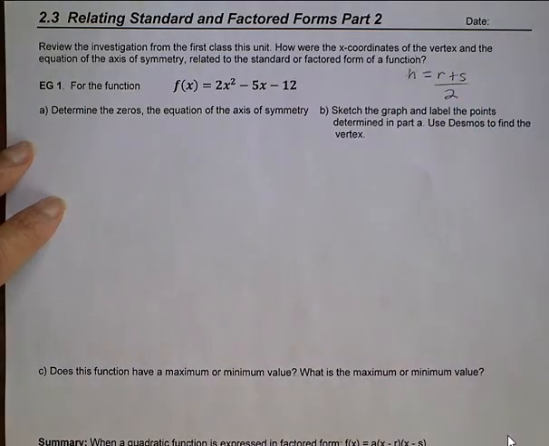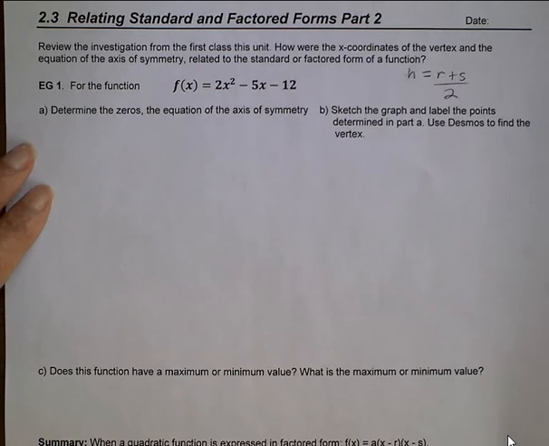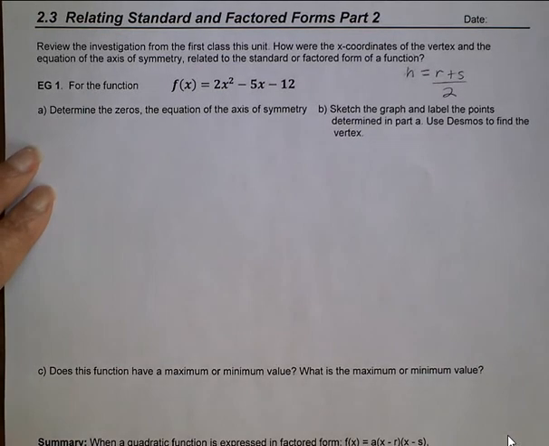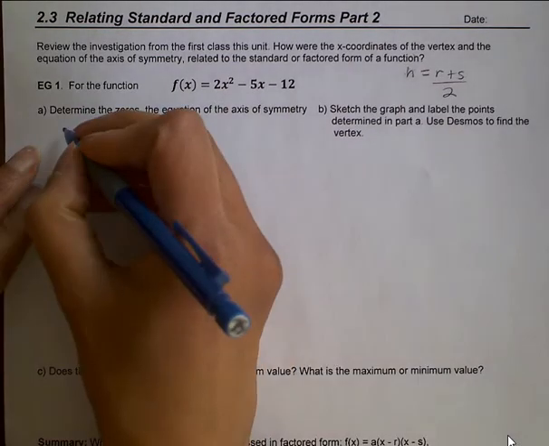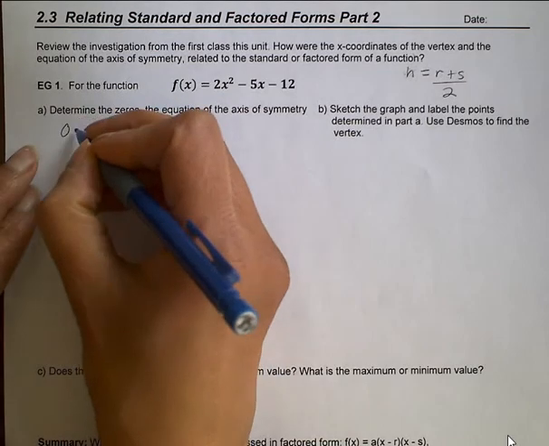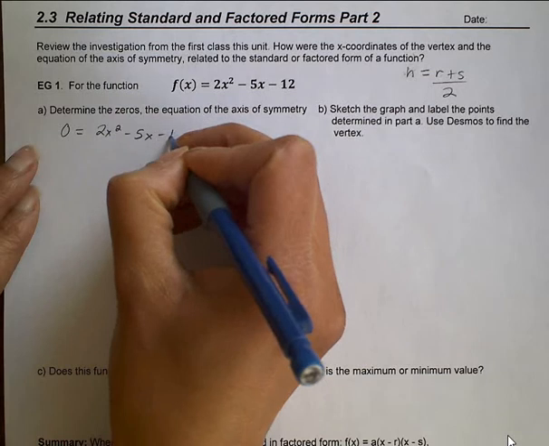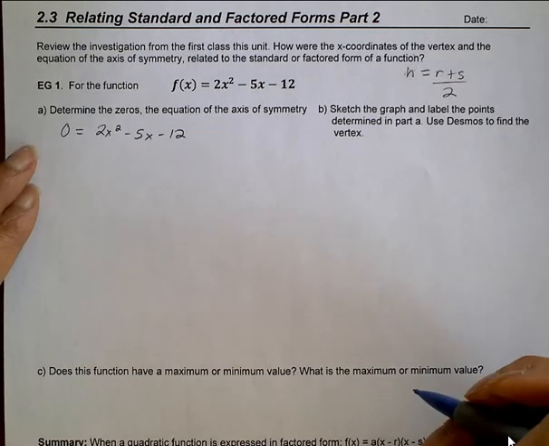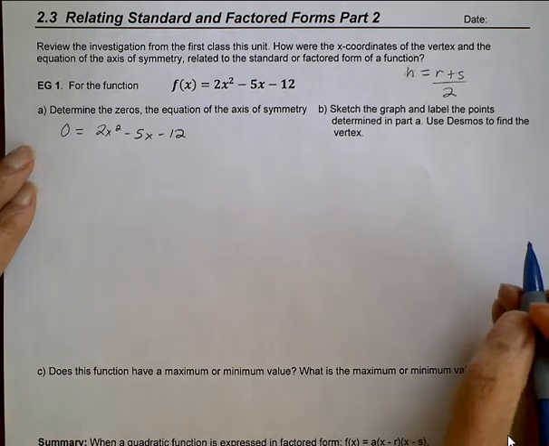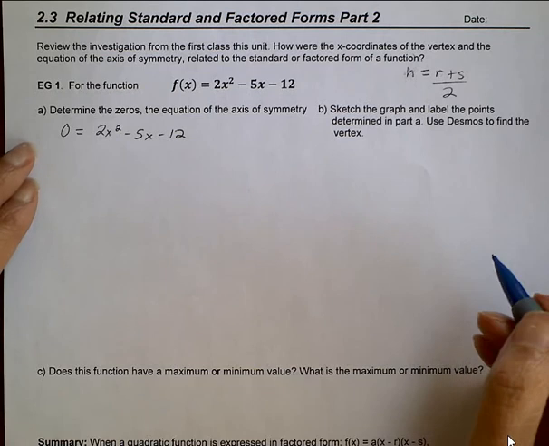So let's do example 1. For the function 2x squared minus 5x minus 12, it says determine the zeros and the equation of the axis of symmetry. Okay, to find the zero of a function, we set y, or f of x, equal to 0 and solve. Once again, I want you to use the factoring chart. So I'm going to let you continue, so pause the video and factor this.